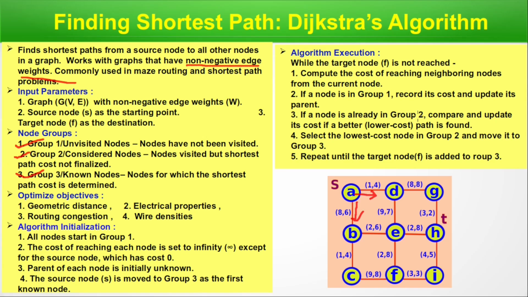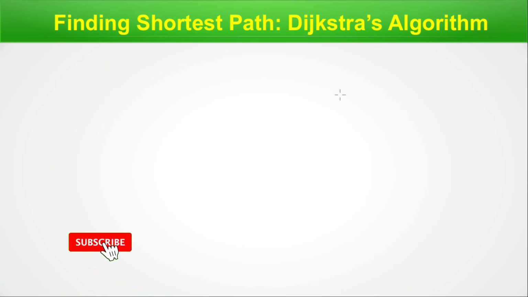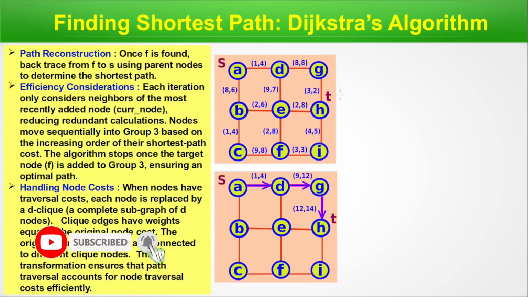If a node is already in group 2, compare and update its cost if a better or lower cost path is found. Select the lowest cost node in group 2 and move it to group 3. Repeat until the target node is added to group 3. This is the method. So these are the prerequisite knowledge we need to understand Dijkstra's algorithm: input parameters, node group, optimization objective, initialization, and execution. We are done with this slide, and we will move to the next slide where we will discuss how we can do it.